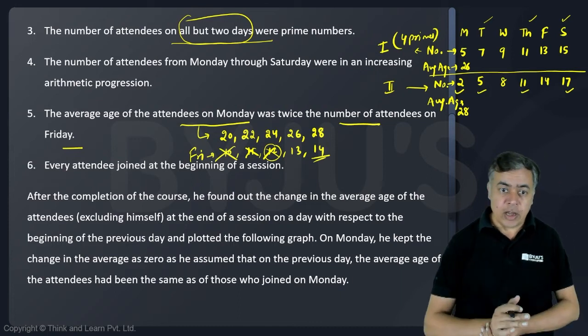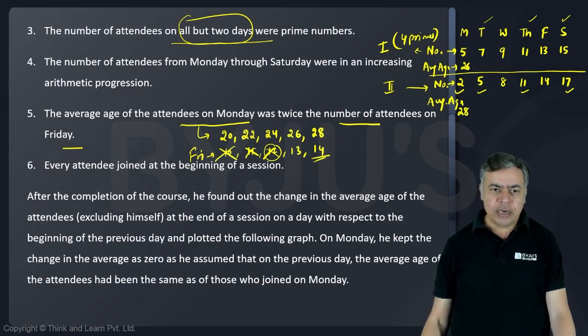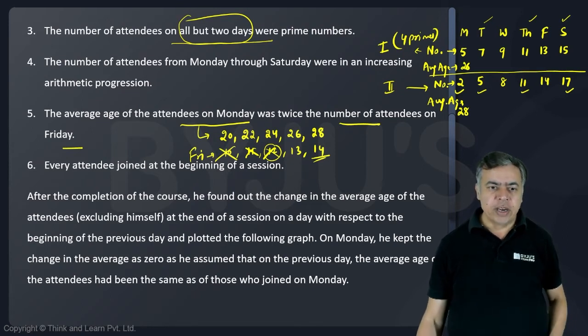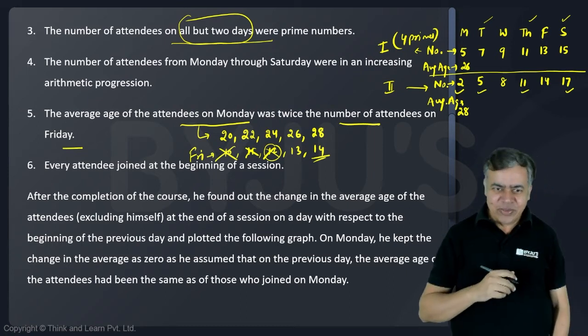This we got. Now the last paragraph, what is it saying? After the completion of the courses, he found the change in the average age of the attendees at the end of the session on the day with respect to the beginning of the previous day, and plotted the following graph. Okay, there is a graph also. We have solved without seeing the graph.